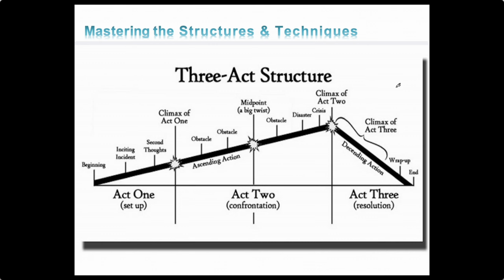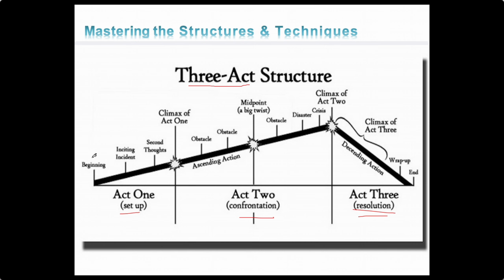Alright, let's break this down simply. The 3-act structure is one of the most common storytelling frameworks used in movies, books, and plays. It divides a story into 3 parts: setup, confrontation, and resolution. Here's how it works. The 3-act structure is a classic storytelling framework dividing a story into setup, confrontation, and resolution.